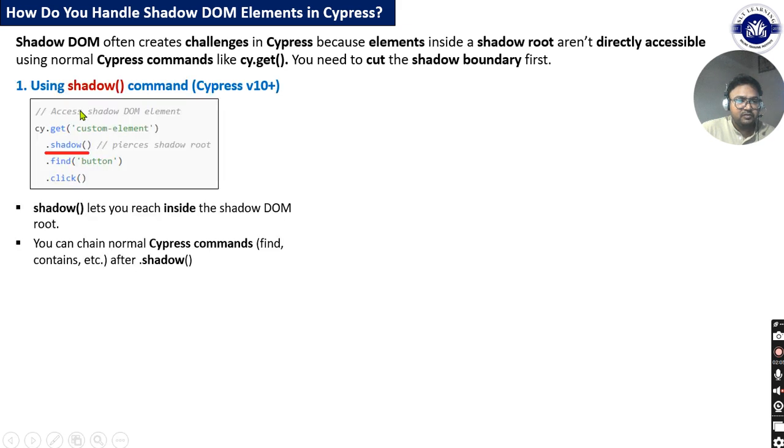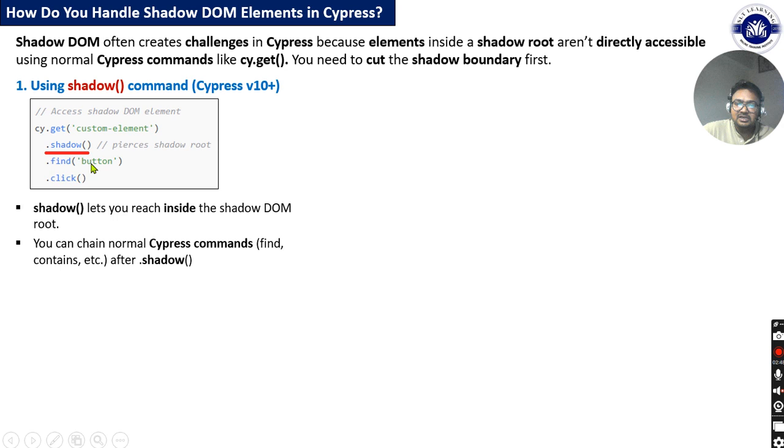The first thing you can use is the shadow command, which is available in Cypress version 10 plus. You cannot see it in older versions. The shadow command lets you reach inside the shadow DOM root, and then you can use the normal Cypress commands to find the content. For example, cy.get with the normal locator, then dot shadow to enter the shadow root, then find button, and then perform click.